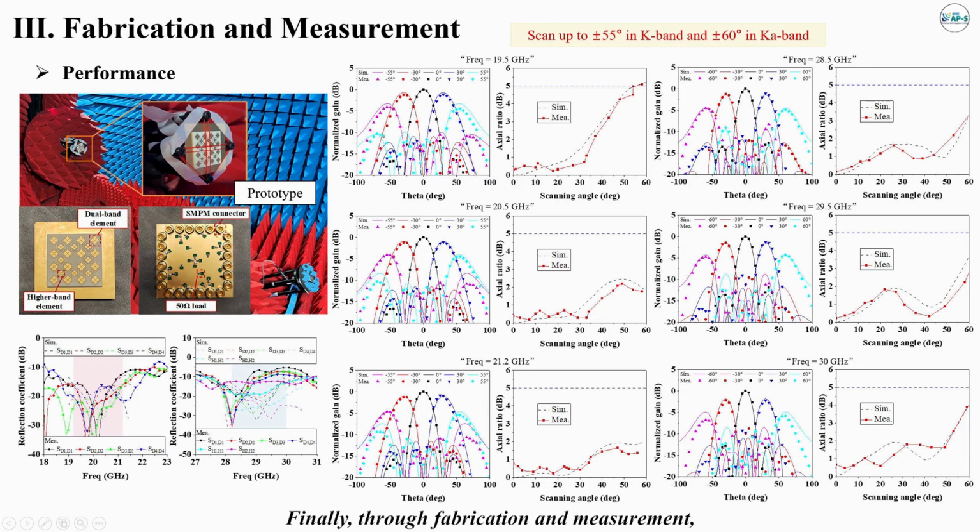Finally, through fabrication and measurement, the proposed shared aperture array can realize a wide-angle scanning range of plus or minus 55 degrees in K-band and plus or minus 60 degrees in Ka-band and presents good dual CP performance.